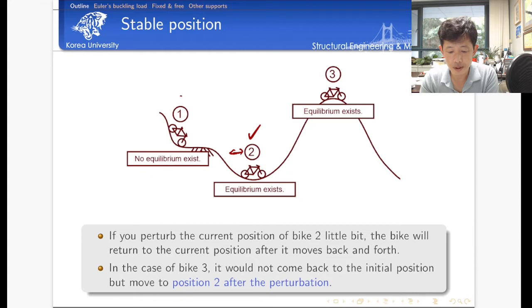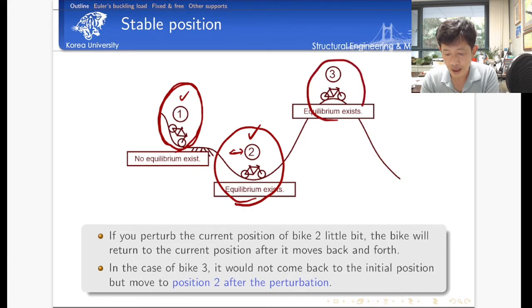Now how about point 1? In point 1, there is no equilibrium, isn't it? So my bike would move down to find its equilibrium position. So here, we would like to say this point is not in equilibrium. These two points are in equilibrium, which means, even if we consider the same problem, there may be more than one equilibrium status.